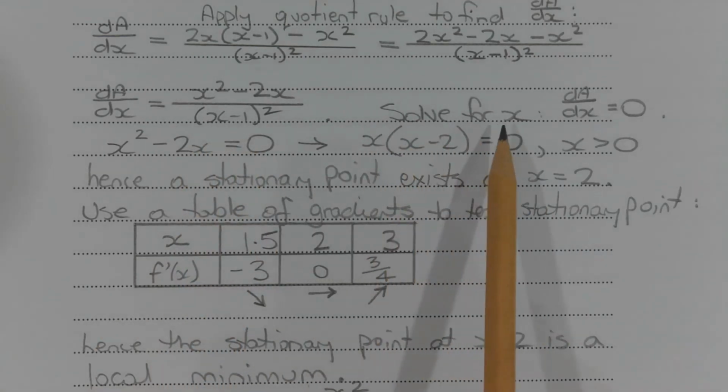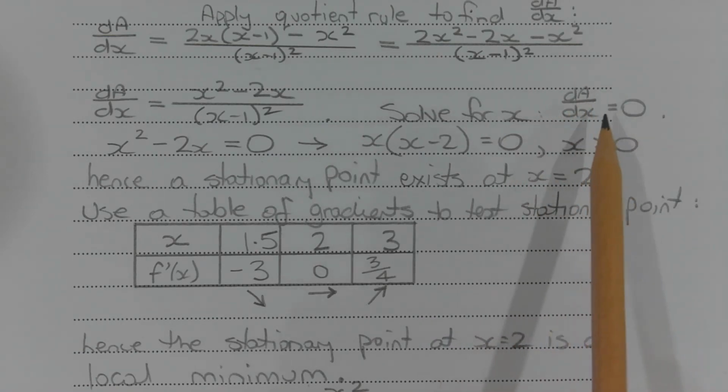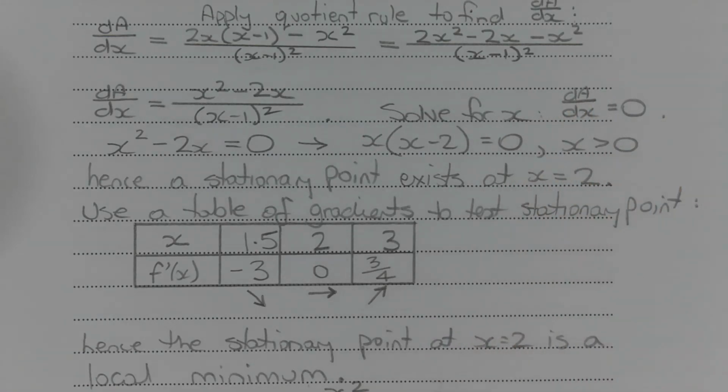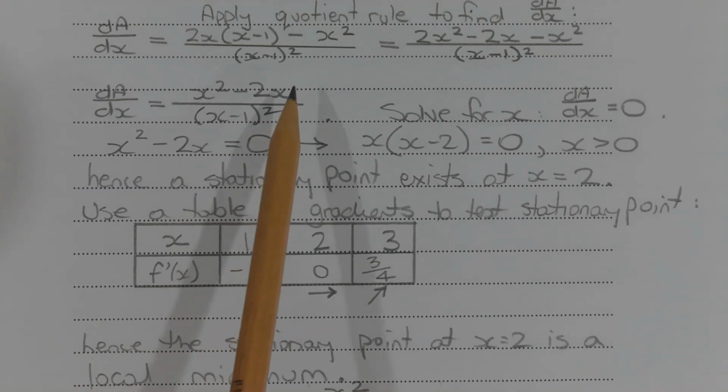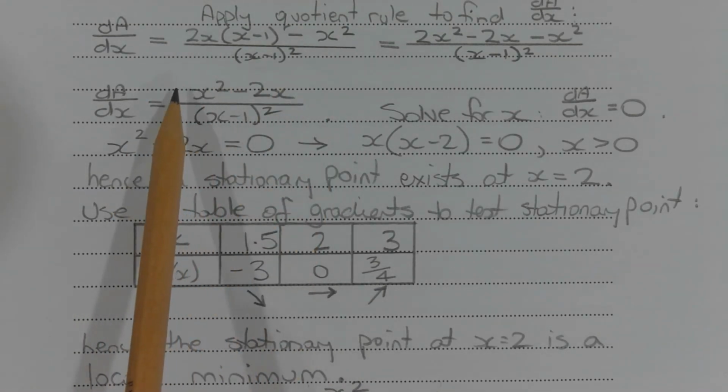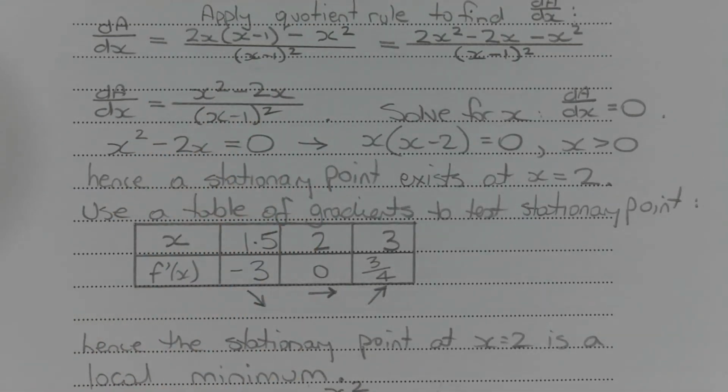Next, we solve for x in the equation dA/dx equals 0 to find any stationary points. The only way that this quotient could equal 0 is if the numerator equals 0. So letting x squared minus 2x equals 0 and solving for x, and factorising the left-hand side, we get x times x minus 2 equals 0, and x, representing a length, needs to be greater than 0. Hence, a stationary point exists at x equals 2.